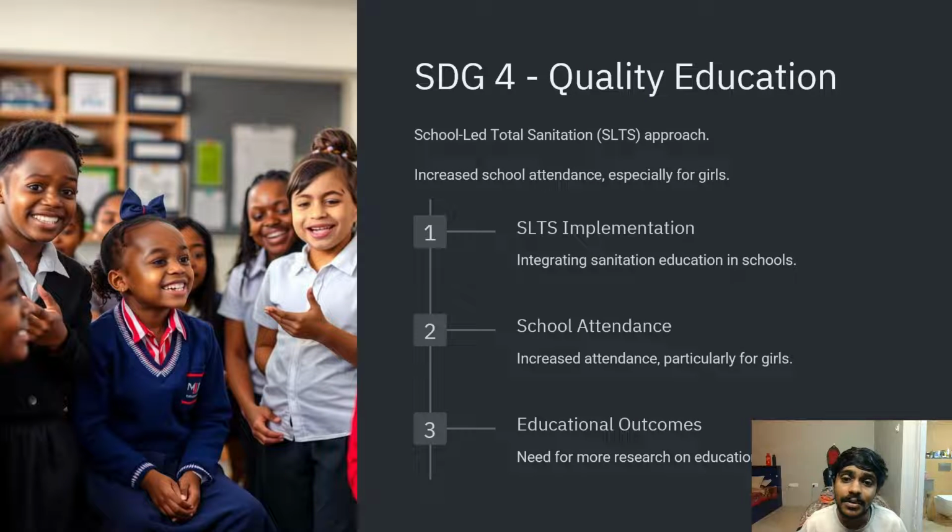Up next, we have quality education, where we are talking about SLTS, which is school-led total sanitation, an adaptation of CLTS. In this, we are looking at integrating sanitation education directly in schools. We see increased attendance, particularly for girls, using SLTS, and educational outcomes need a little bit more research, because currently all the evidence we have on improvement of education quality has been mostly deduced and not backed by evidence.